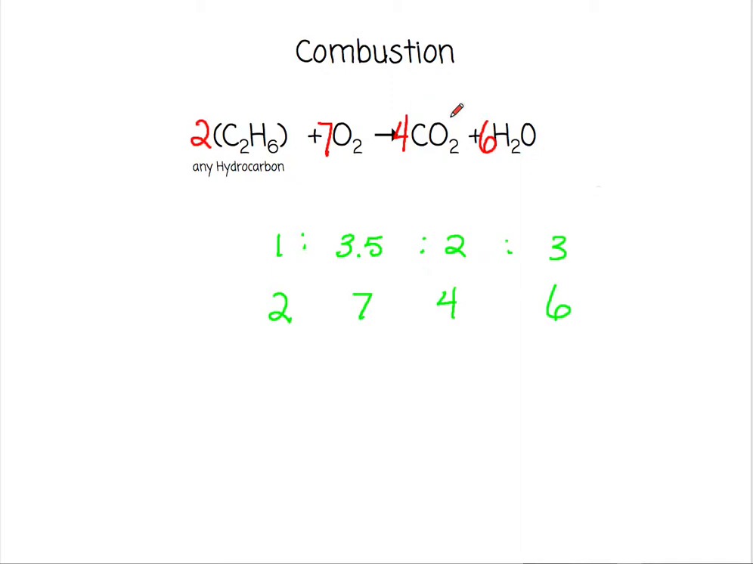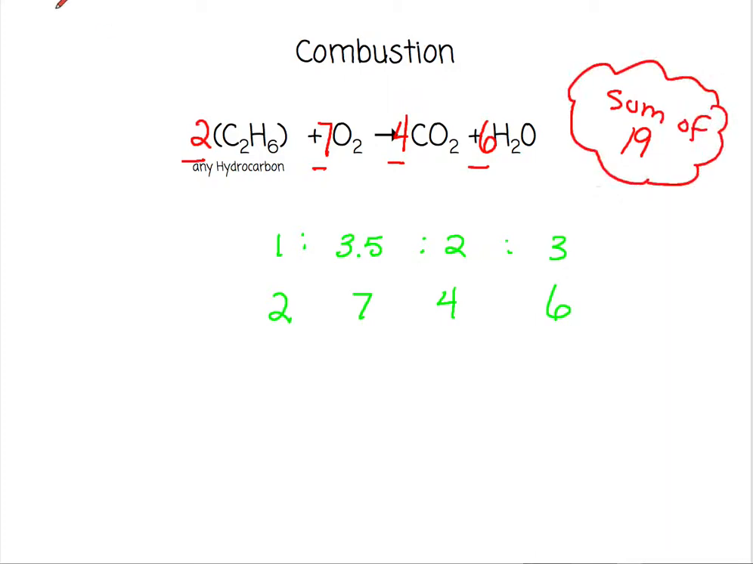And remember, sometimes they will ask you, what is the sum of the coefficients? And when they do, they mean add all of these up. So 6 and 4 is 10, 7 and 2 is 9, 10 plus 9 is 19. So the coefficient sum is 19.